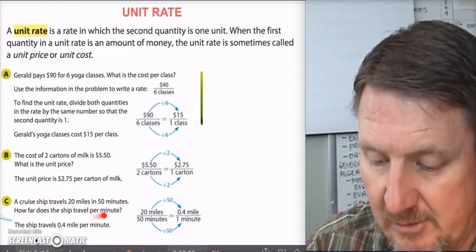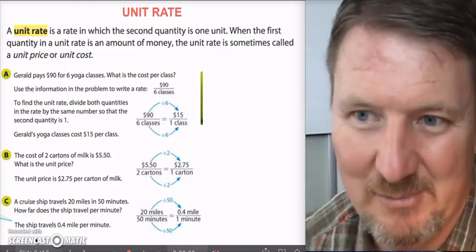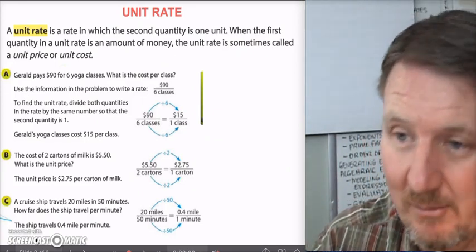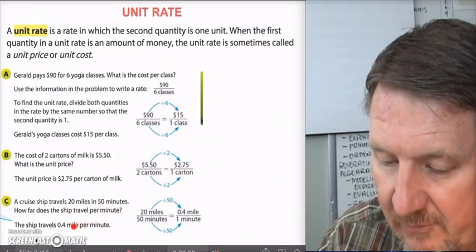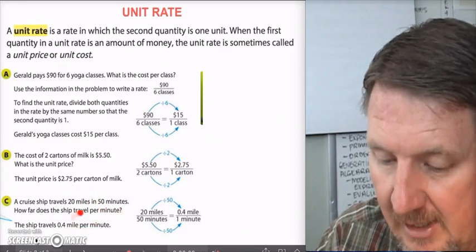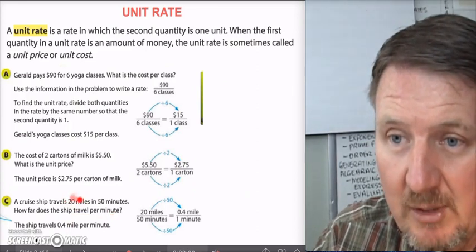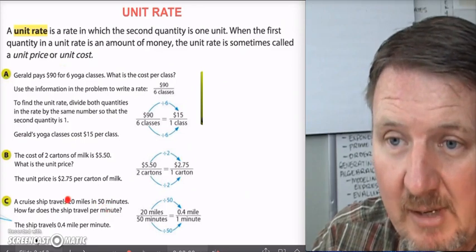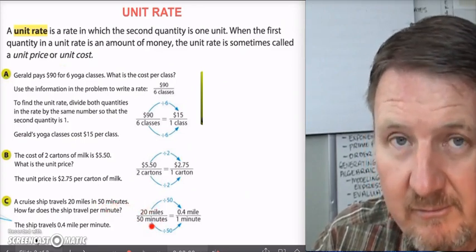And then the last example here, it says a cruise ship travels 20 miles in 50 minutes. How far does the ship travel per minute? Okay, now this kind of goes against what you want to do, because typically you want to put the bigger number on the bottom. Well, no, I guess not. This is going to be a bigger number on the bottom because I'm traveling 20 miles and I want to find out how far I travel per minute. All right, how many miles per minute? So minute's going to go on the bottom. I travel 20 miles in 50 minutes, so I have 20 over 50.